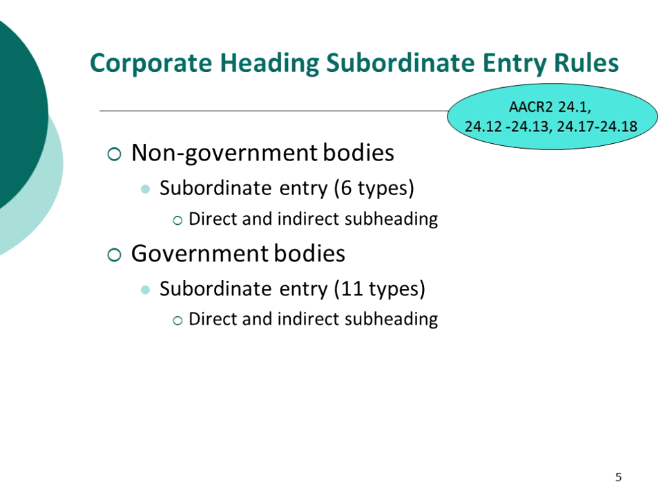All right, about government body subordinate entry rules, there are 11 types that you can choose from, and we are not going to go into details since we are talking about corporate references in this session. And again, similarly to non-government bodies, there are also instructions on direct and indirect subheadings.